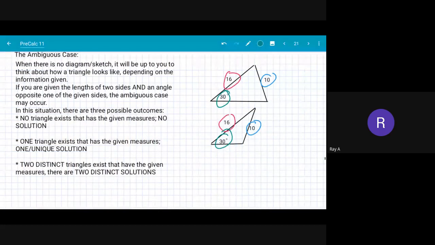So what I'm saying is, in this case, if there was no picture, if the only information given was that there are two sides in a triangle, one is 16, one is 10, and then there's another angle given, which is 30 degrees, how will you know how many triangles there are? All right, sort of this way.